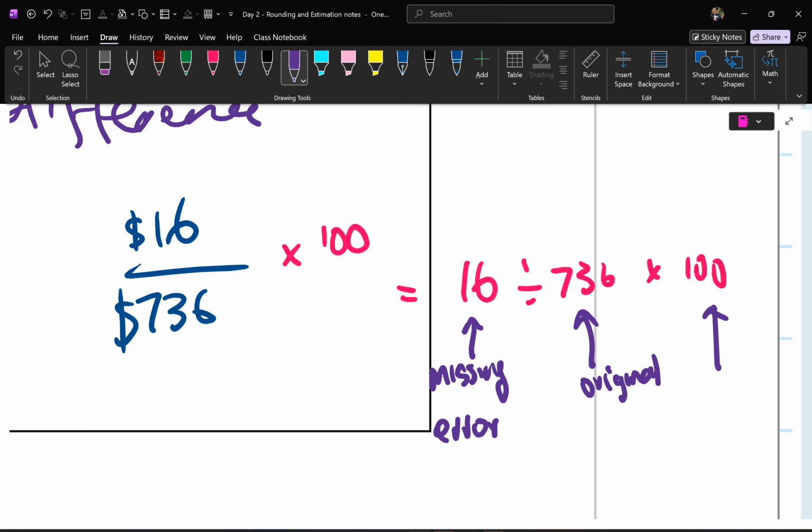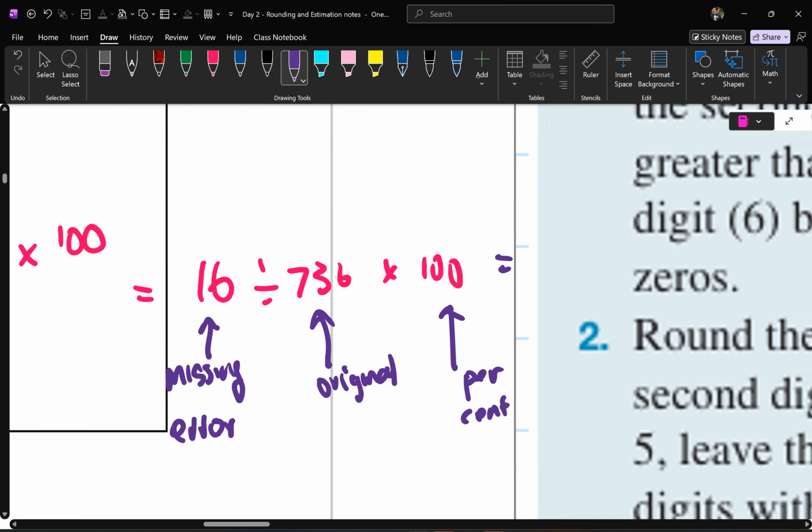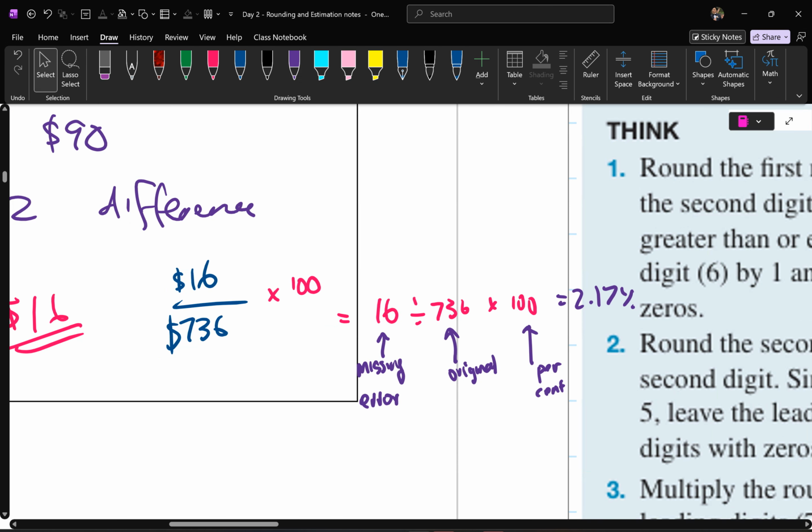And why did I times 100? Because percent literally means that. Per means every, cent means 100. Century. That's what I'm doing. I'm actually just saying this is how much I'm missing out of what it should have cost. That gives me a proportion, and I need 100 of them. That's how I got 2.17% on the calculator. Write that down just as a sort of FYI.